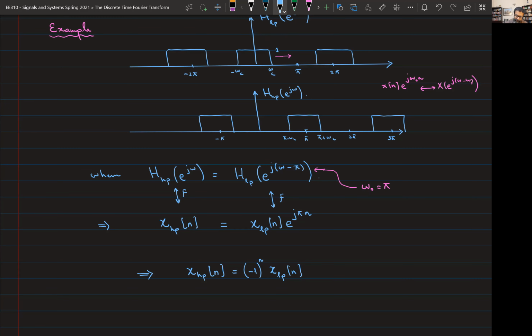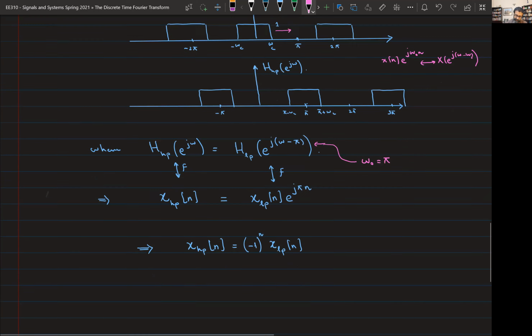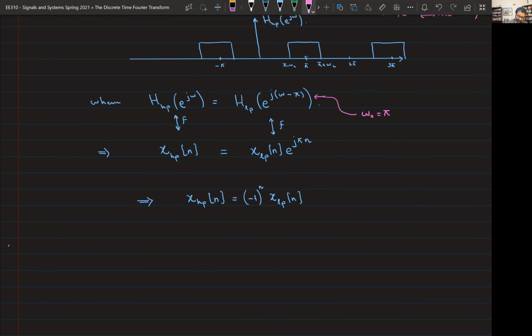The next property is that of conjugation.